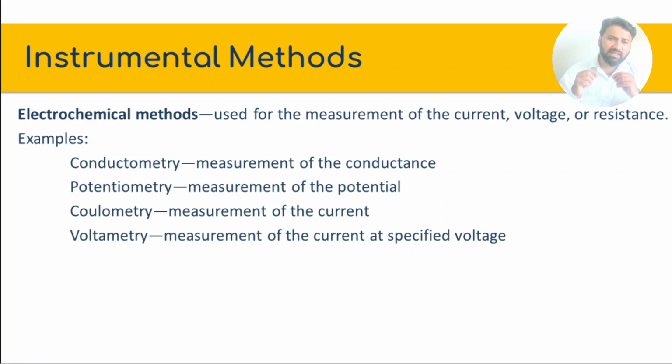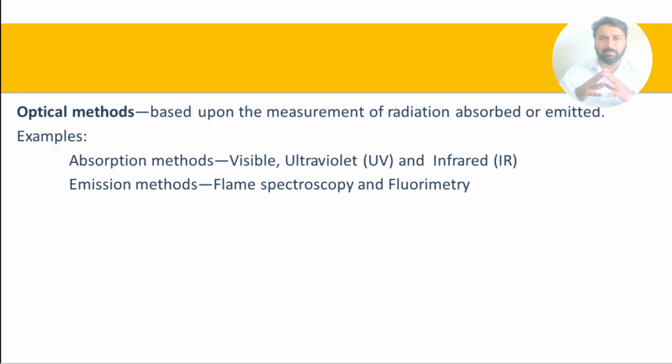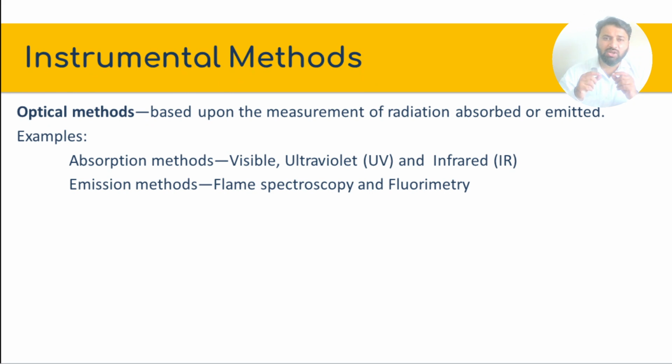Now the next method among the instrumental methods is the optical method. That means it is based upon the measurement of radiation absorbed or emitted. What radiation? Like visible radiation, ultraviolet radiation, and infrared radiation. So the absorption method can follow visible light, ultraviolet light, or infrared light. These are the optical methods in which the radiation absorbed or emitted is measured.